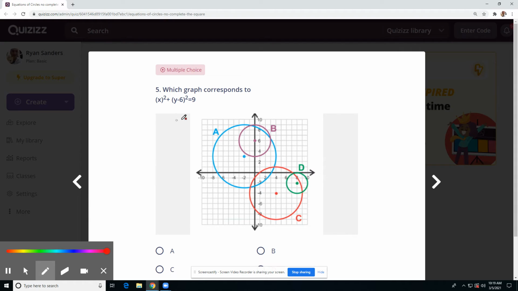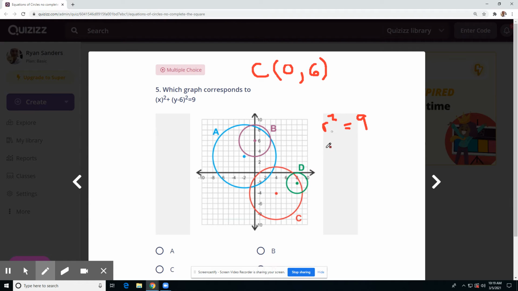All right, which graph represents this? So it's just nice to write out what your center is. The h is 0, nothing next to x. The k is the opposite of -6, +6. And then 9 is the r squared. So square root both sides. Look at the positive. 3 is our radius. So (0, 6): x is 0, y is 6, radius of 3. 1, 2, 3. So it's that purple one there.